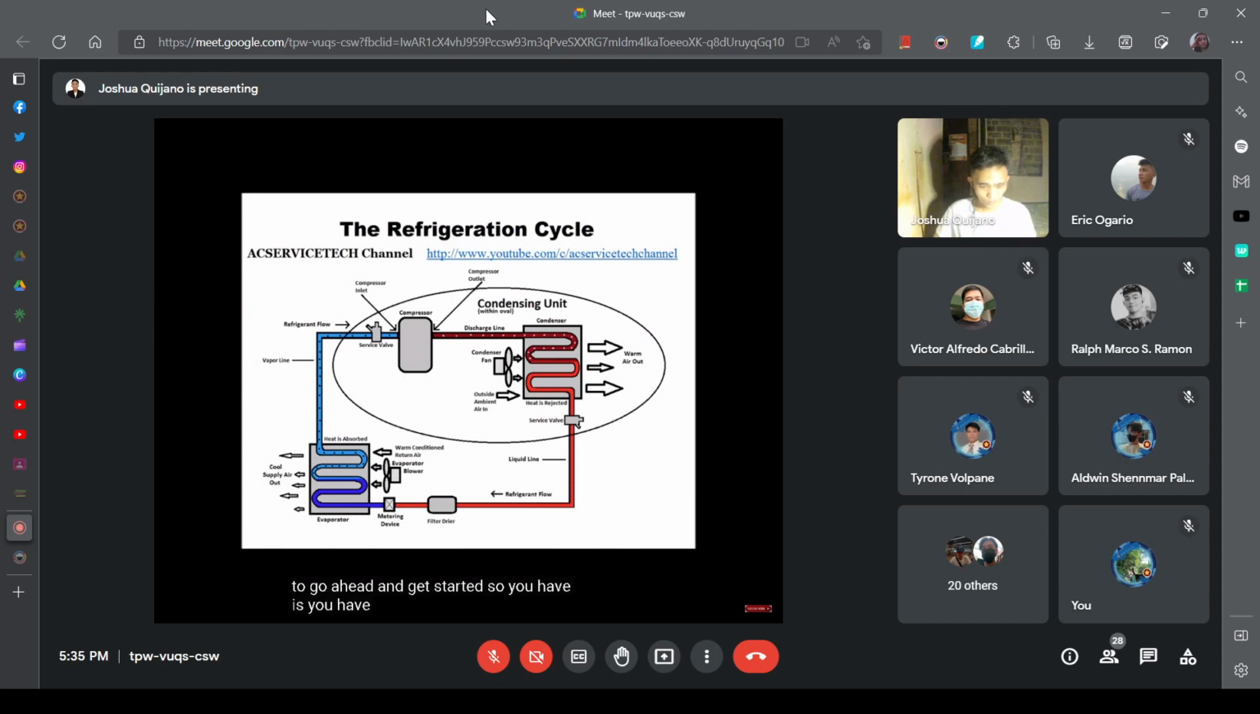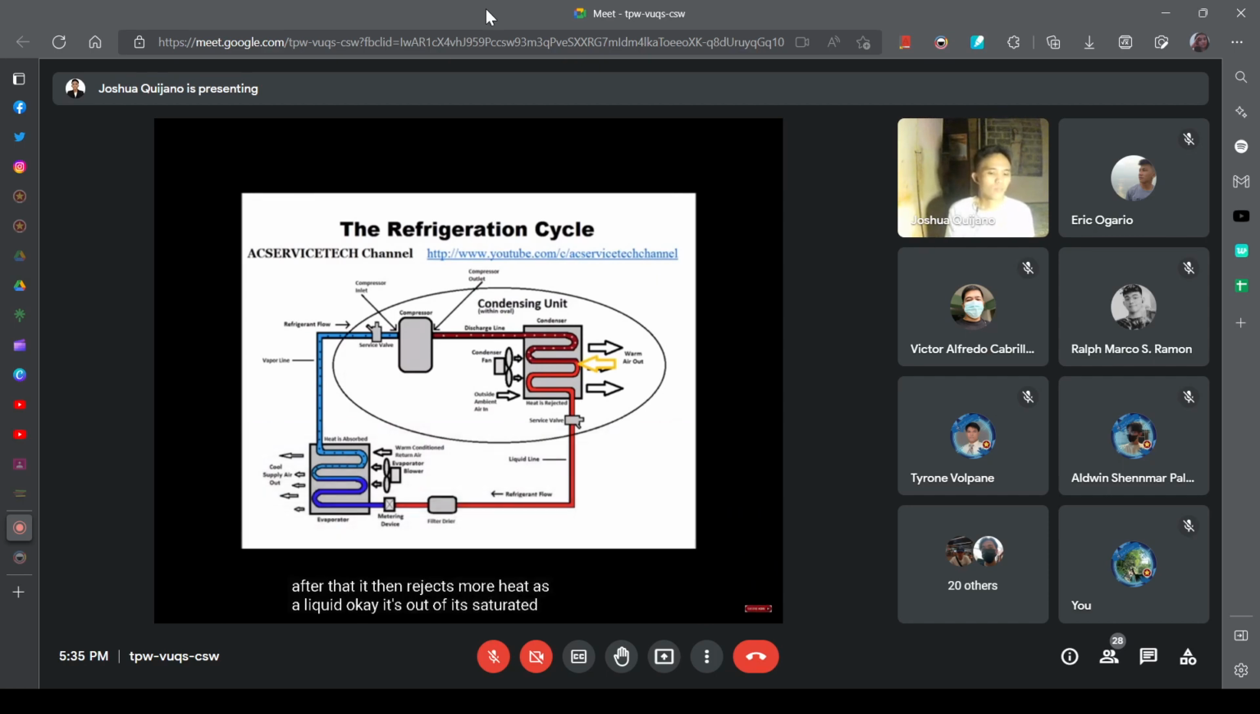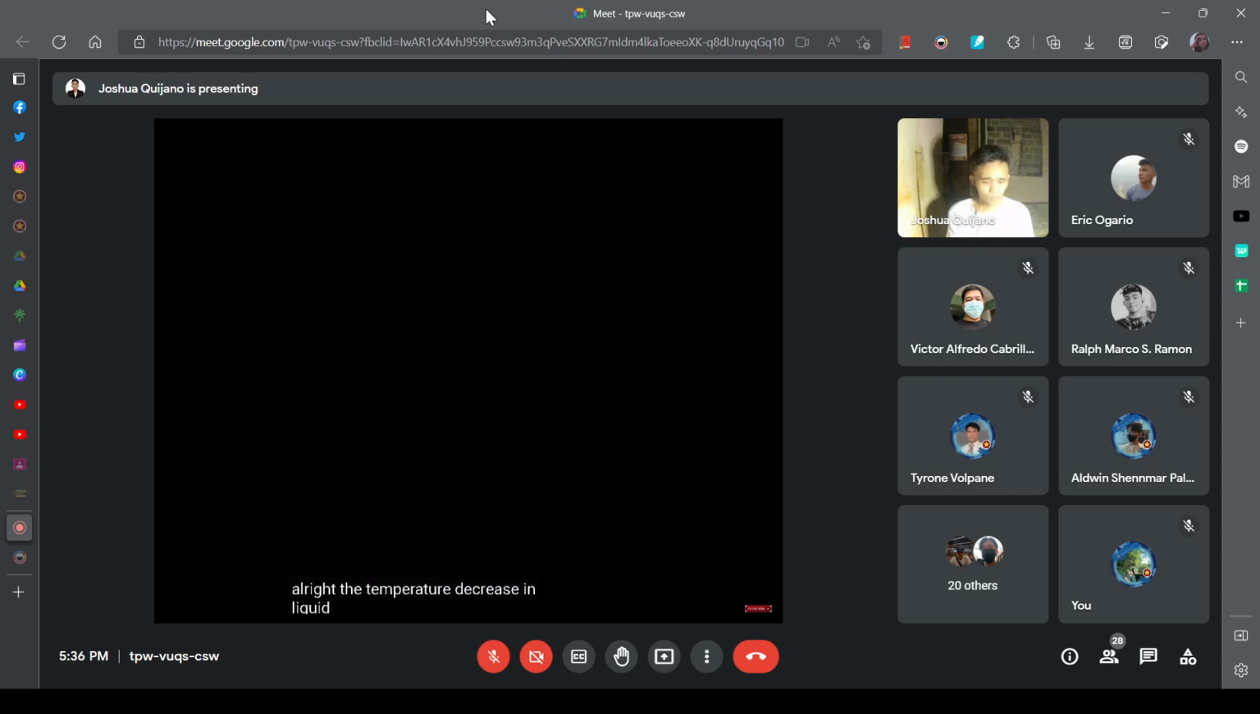So what you have is you have a low pressure, low temperature vapor coming into the compressor, and then high pressure, high temperature vapor coming out at its hottest point. All right, then it enters into the condenser coil where it starts to reject heat until it becomes a saturated state where vapor and liquid both exist. After that, it then rejects more heat as a liquid. Okay, it's out of its saturated state, turns into a liquid, and then continues to drop in temperature until it comes out past the valve. That is called the subcooling air. All right, the temperature decrease in liquid form.